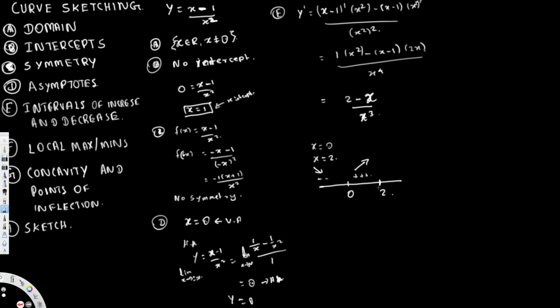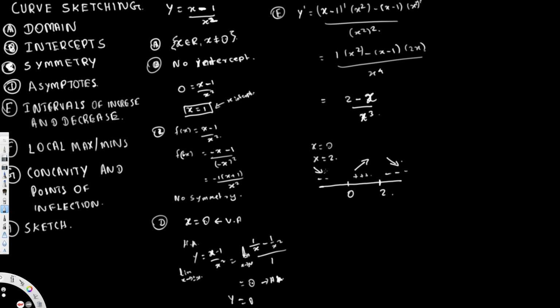And then if I pick a number above 2, let's say 3, so 2 minus 3 is going to be -1, divided by 3 cubed, that's going to be a positive value. Negative divided by positive is going to be a negative value, so that's going to be decreasing. So these are the increasing and decreasing points, and local minimum and local maximum.